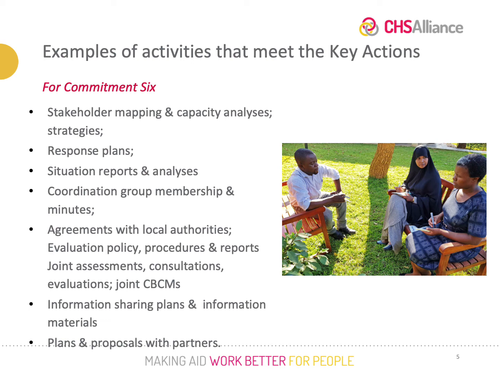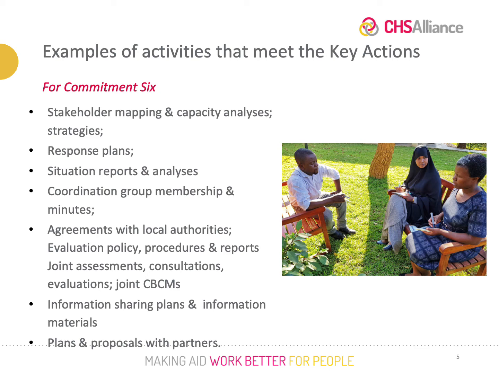3. Evaluation, policy, procedures, and reports will help identify if coordination is effective in terms of duplication of efforts and/or resources. 4. Joint assessments, consultations, evaluations, and joint community-based complaint mechanisms can be highly effective ways of working with others in a humanitarian response. 5. Information sharing and dissemination plans. Information materials, for example, publications, presentations, and meeting minutes, as well as plans and proposals with partners, are all ways you can confirm the degree to which your organisation is delivering coordinated and complementary assistance.